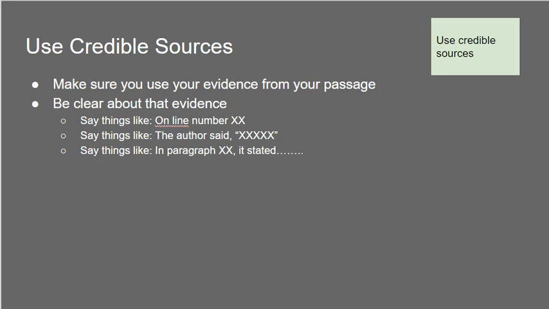Once you make your claim and you choose a particular piece of evidence you want to use, you might highlight it or mark it so that you know exactly where it is in the text. Then you might say something like, on line number so-and-so, the author stated this. You want to be very clear about where your evidence is coming from. You do not want to be ambiguous or vague. Please pause the video and write down the information here on using credible sources.